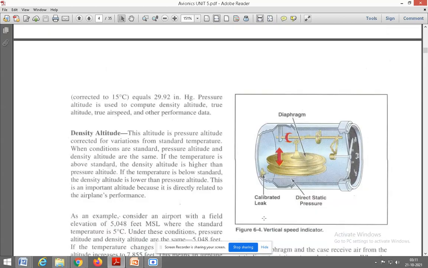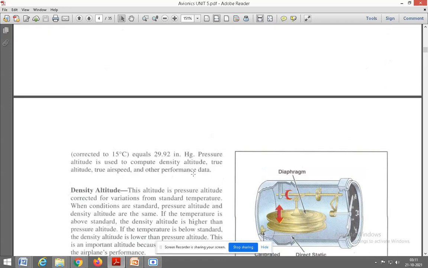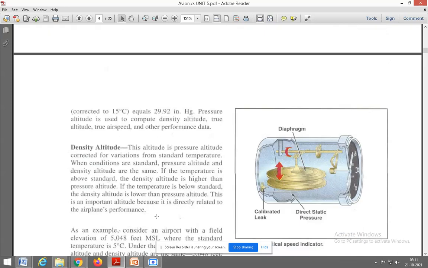Then density altitude. This is similar to your pressure altitude, it will be indicating the altitude, but it will be indicating the altitude based on your temperature changes. Okay, that is why it is called density altitude.